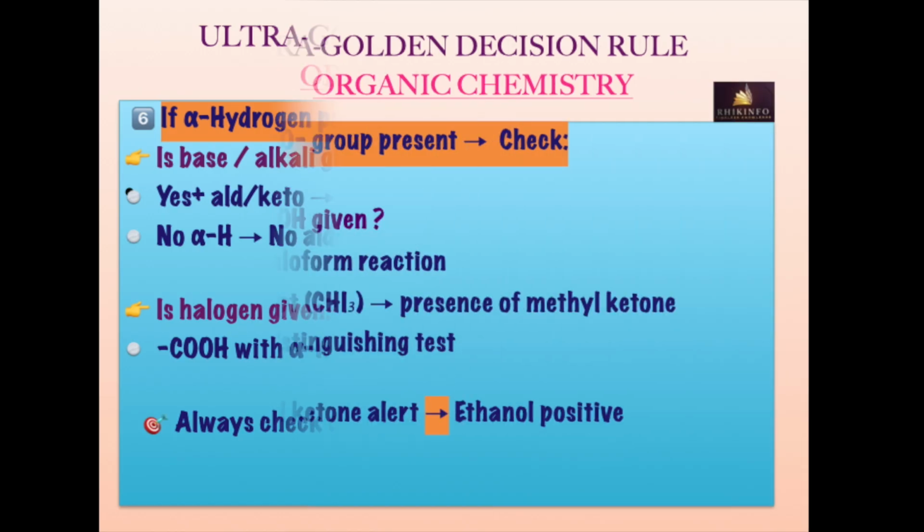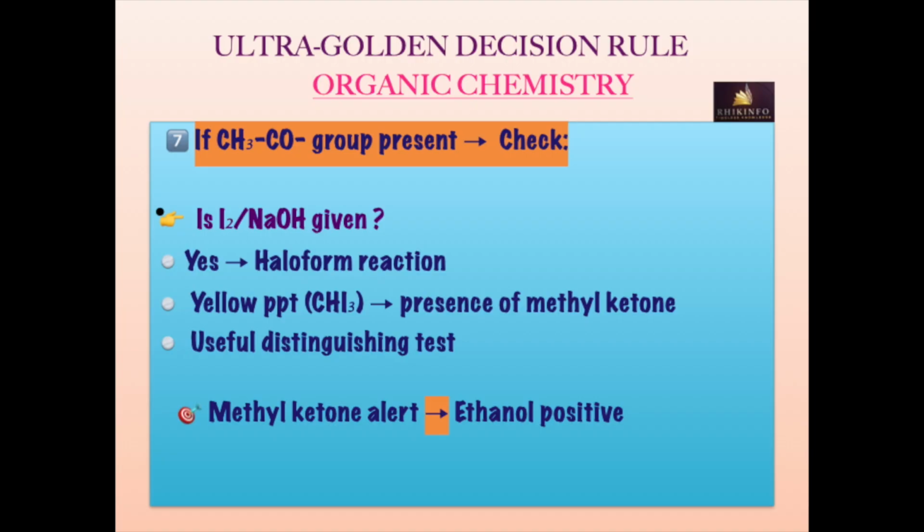Here's your hack number 7. Is methyl ketone present and iodine reacts with NaOH? Think haloform reaction. A yellow precipitate of iodoform confirms the presence of methyl ketone. Use this reaction to distinguish methyl ketone from other carbonyl compounds. A big note: ethanol also forms iodoform.